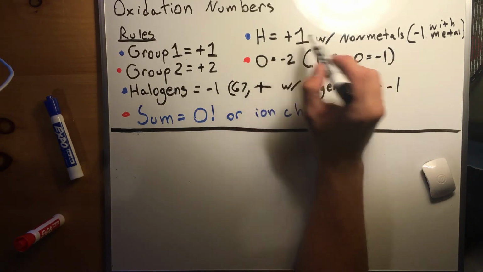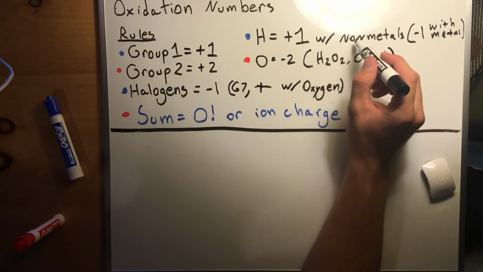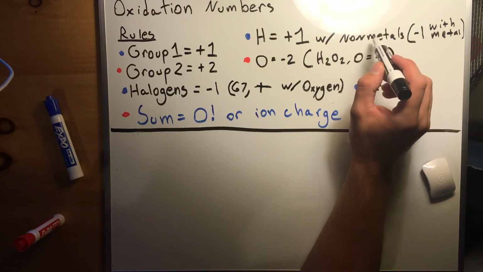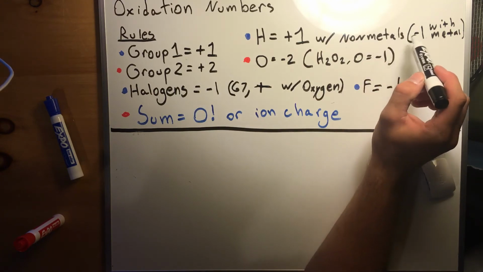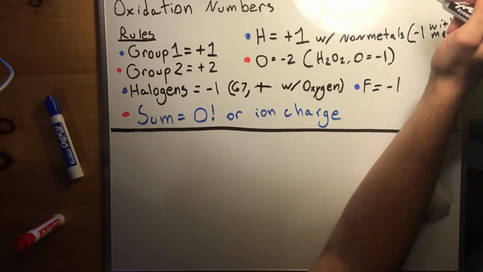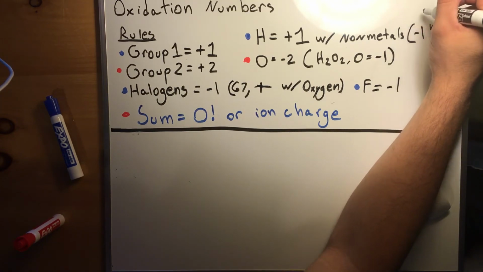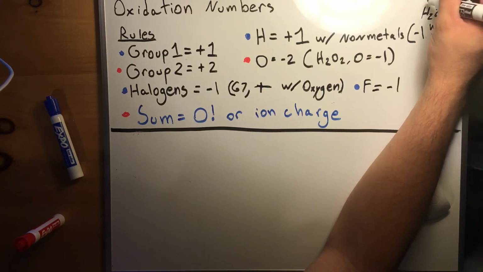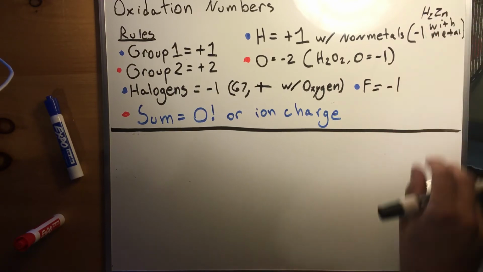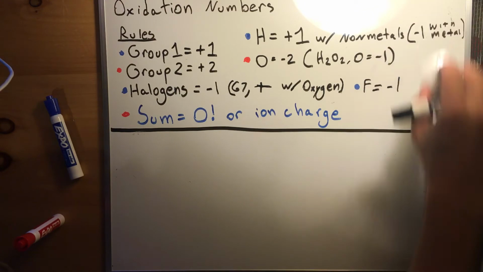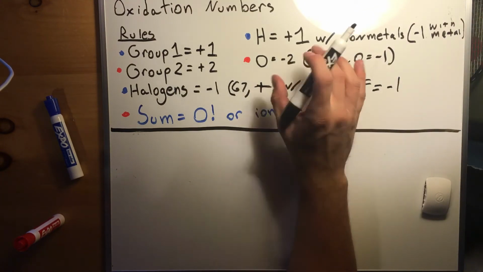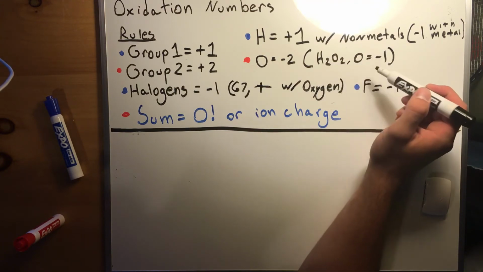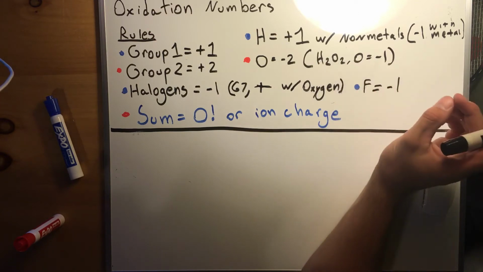Next, hydrogen, +1 with all non-metals. So that's essentially most things you'll run into in organic chemistry. Hydrogen is going to be -1 with a metal. So if you had something like HZn, that would be a -1 hydrogen right there, but those aren't going to come up very much. Next, you have oxygen. Oxygen is going to be -2, with the only exception being that in peroxides you get -1, because you got +1, +1, -1, -1.